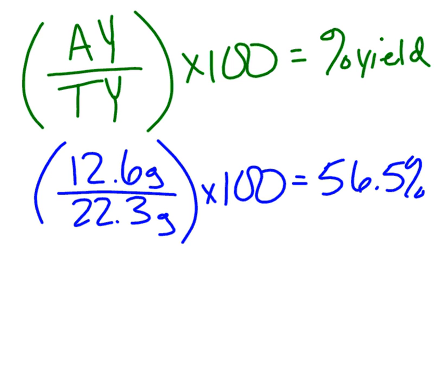So it's really simple. You take the actual yield, which is what you get from a lab experiment, and you take the theoretical yield, which you get from stoichiometry. You divide them, multiply by 100, and you'll get the percent yield. And that's it. Okay? Pretty straightforward.